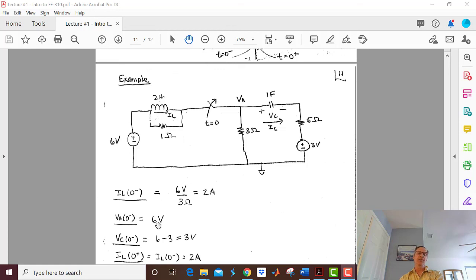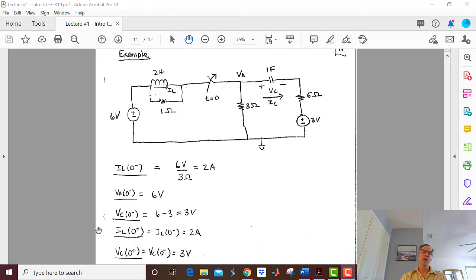What's VA at 0 minus? I have no voltage drop across the inductor, so that means I got 6 volts. 6 volts here, 6 volts here. I can also say I have no voltage across the inductor at steady state, so that means I have no voltage across this resistor. So KVL on the fly says 6 minus 0 times 1 is 6. VA at 0 minus is 6 volts. We just did it two ways.